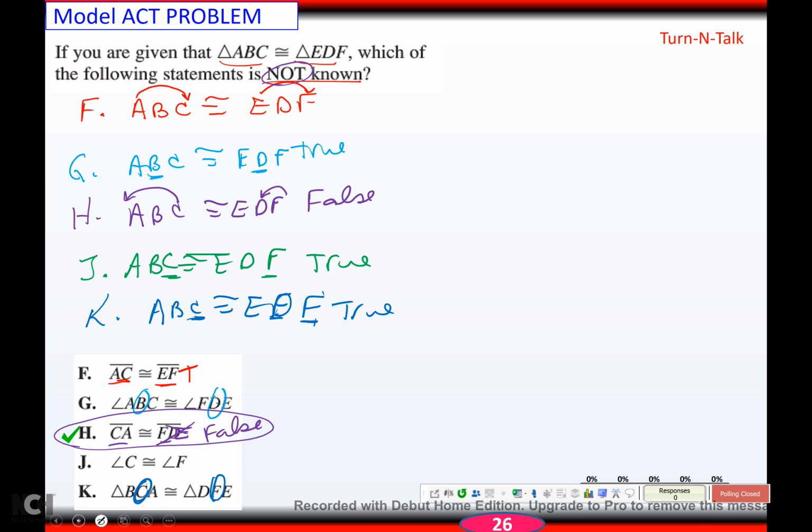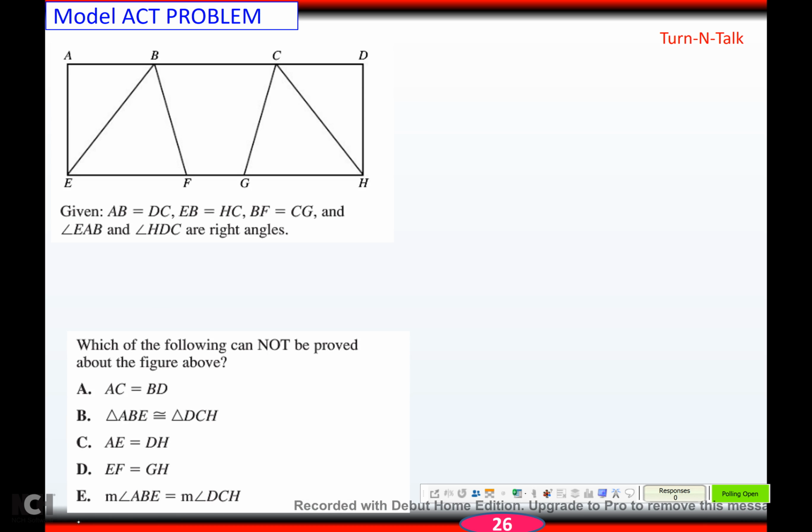Okay. Alright, try this one. Hit pause. Come back when you're ready. And hopefully you got D. Alright, it says we're given that AB is equal to DC, and that EB is equivalent to HC, and that BF equals CG. Oh, I missed that before. And that EAB and HDC are right angles. So this is what we know.